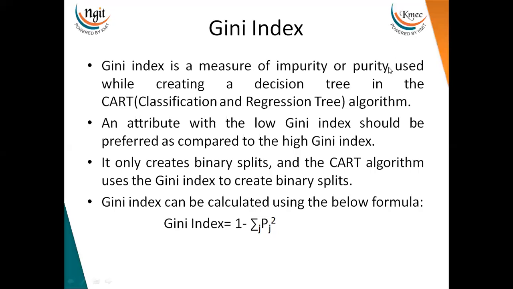I told you, Gini index is used as an ASM, that is an attribute selection measure, for which algorithm? CART algorithm. CART means what? Classification and regression tree. Now, how are we calculating the Gini index? 1 minus the summation of the probability of each feature, squared.